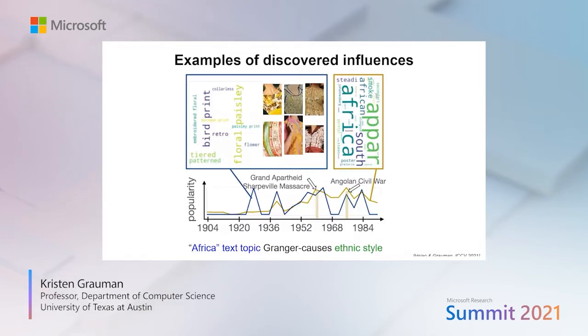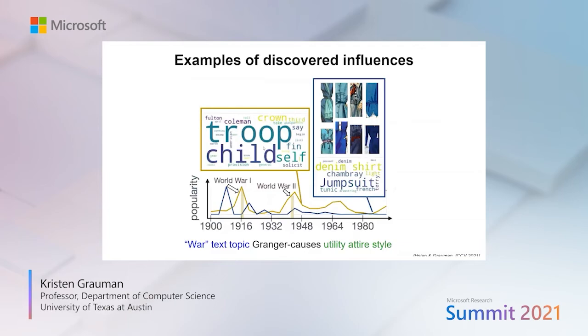And the final example I'll show in this format, this one is a war text topic that seems to Granger influence the utilitarian attire. So these denim simple cuts. Okay, so this is neat. This is coming directly from the data, both in terms of the topics that were found and then this influence relationship, without any hand-holding by us. So this is kind of mining for what are the influential relationships.